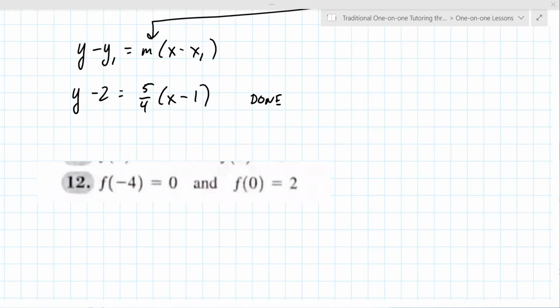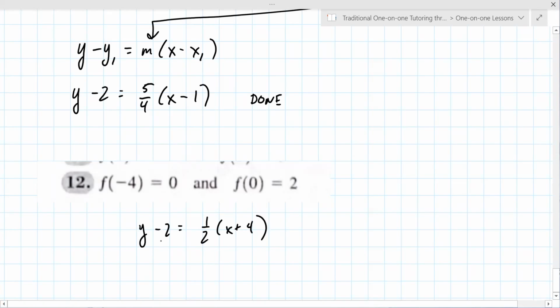Okay, so I got y minus 2 equals 1/2 in parentheses x plus 4. That's right, this is what I wrote. Is that what you got? Yeah. Okay. So which point did you use? Oh, wait, one sec. I missed it. I used one from each point.